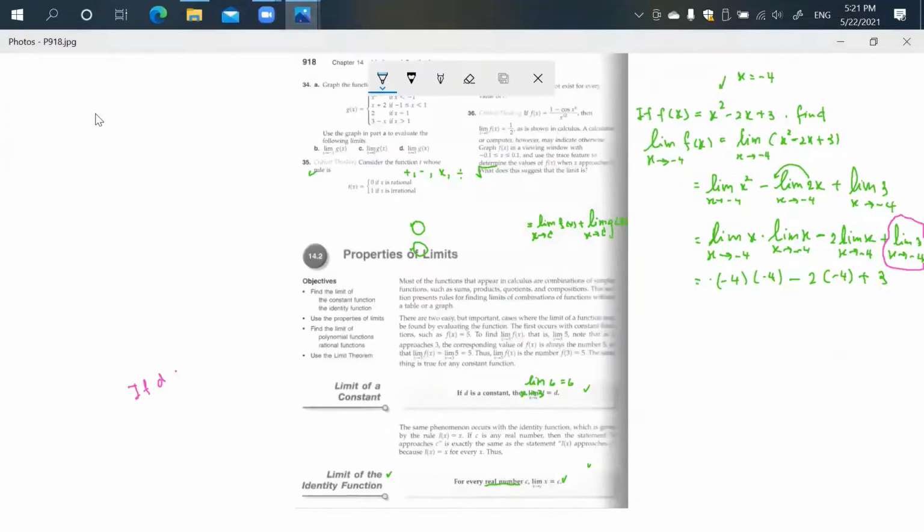The first one here. This one. Okay, this example. So the limit of the constant, this one I gave here, is equal to d. Everyone still remember that one? Okay. Maybe I erase this one.